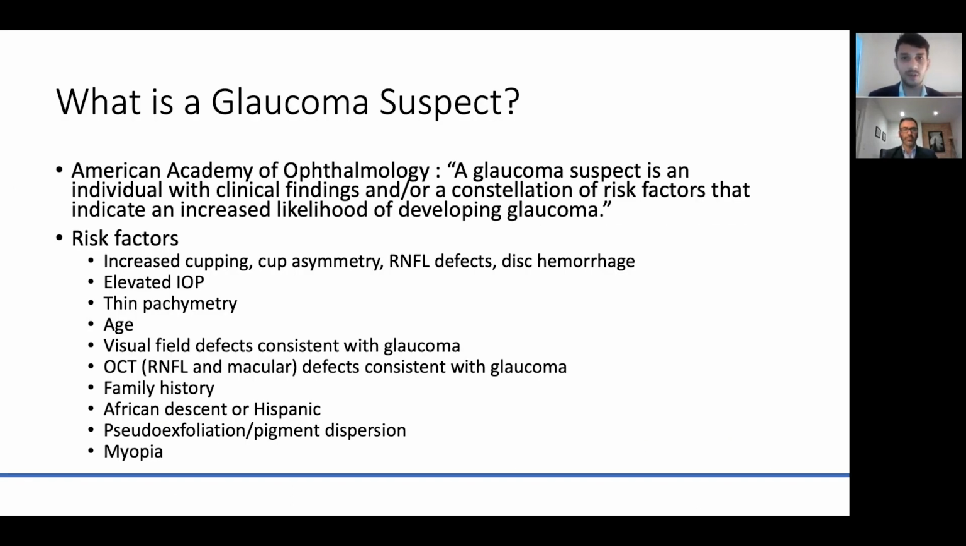First of all, what is a glaucoma suspect? The Academy defines a glaucoma suspect as an individual with clinical findings and/or a constellation of risk factors that indicate an increased likelihood of developing glaucoma. So these risk factors, there's a whole bunch of them. The big ones are going to be increased cupping, cup asymmetry, RNFL defects that you can see clinically, disc hemorrhages, IOP, thin pachs, age, visual field defects that are consistent with glaucoma, so that's an important thing to keep in mind. And then OCT, both of the RNFL, optic nerve, and the macula, which are going to be consistent with glaucoma defects. Family history, African descent or Hispanic race, and then things like pseudoexfoliation, pigment dispersion, and myopia.